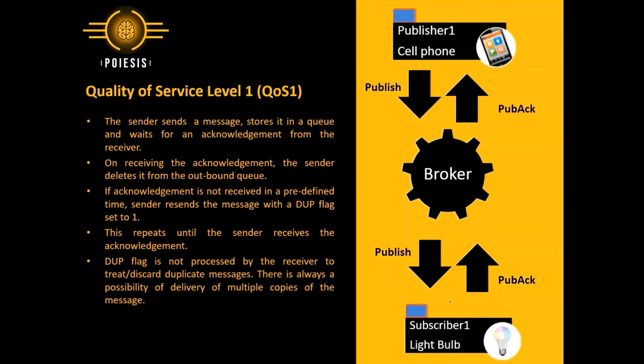If the acknowledgement is not received in a predefined time, the sender resends the message with a duplicate flag set to 1. This repeats until the sender receives the acknowledgement. The duplicate flag is not processed by the receiver to discard duplicate messages. There is always a possibility of delivery of multiple copies of the same message. Seems simple, right? No, it is not. There are a couple of implications. Let's consider two different cases to find out.